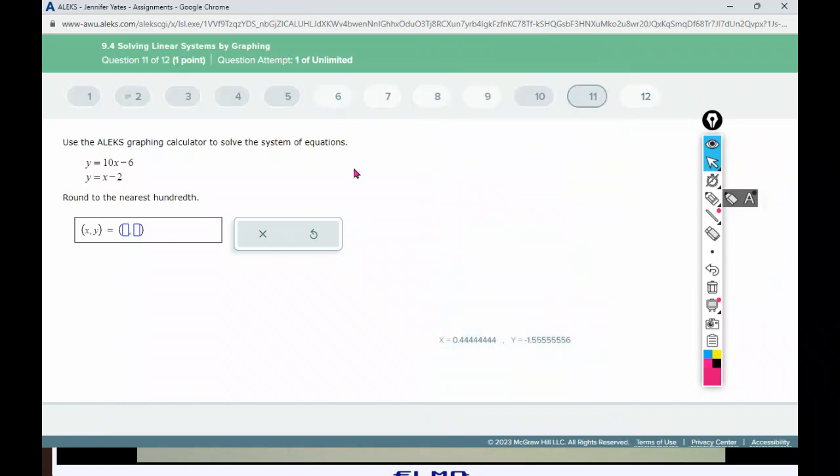Yep. 5 rounds up. On these, you need to solve for y before you can type them in your calculator. So I know, how rude, huh? But that's it.